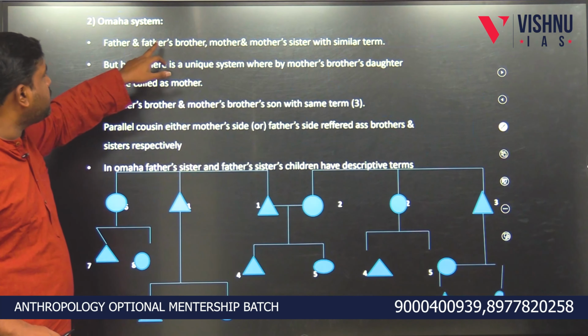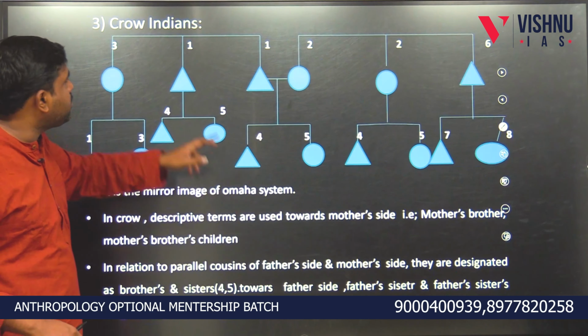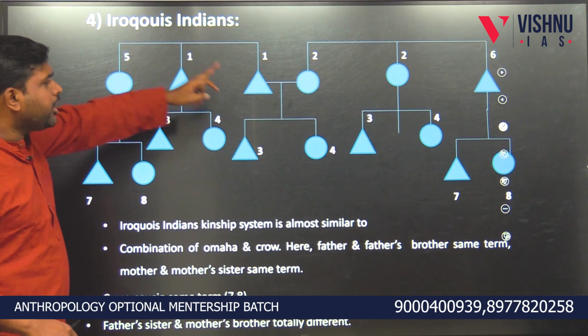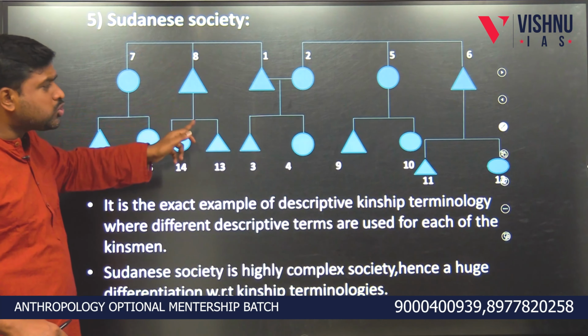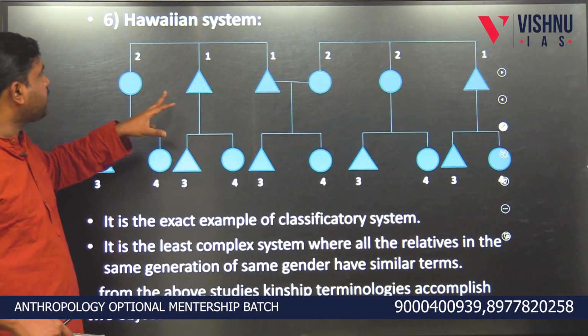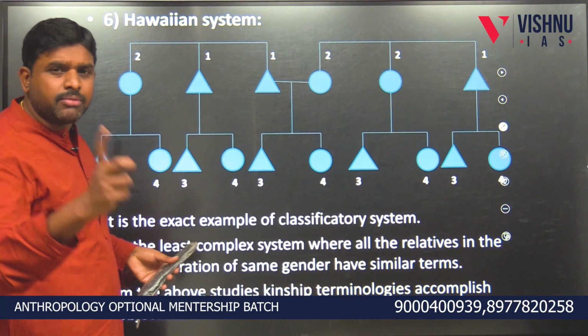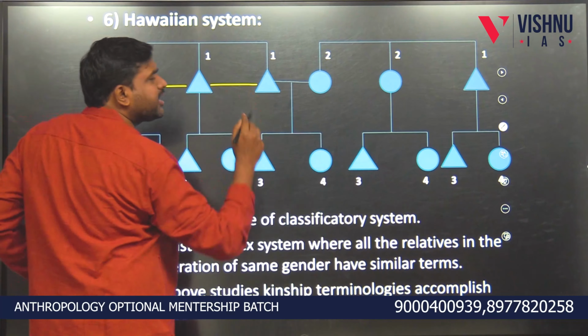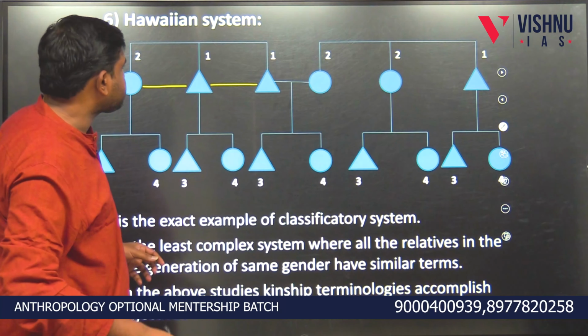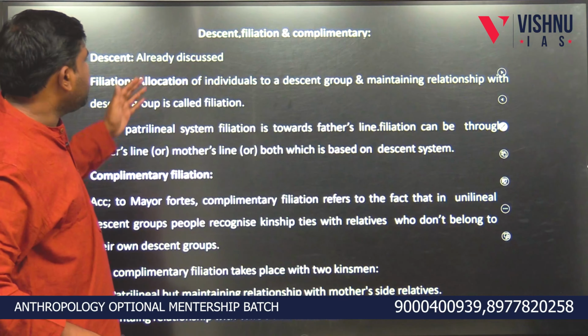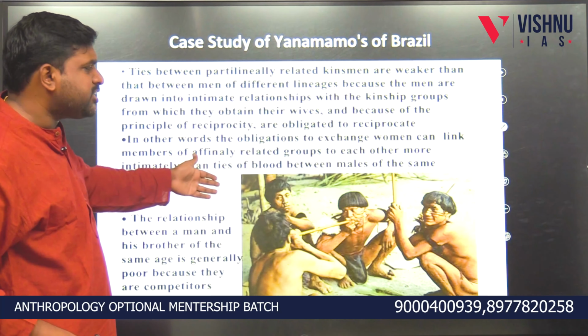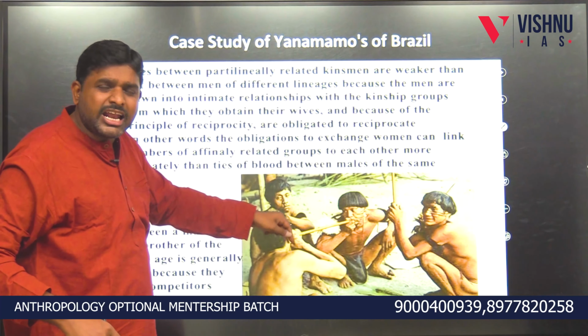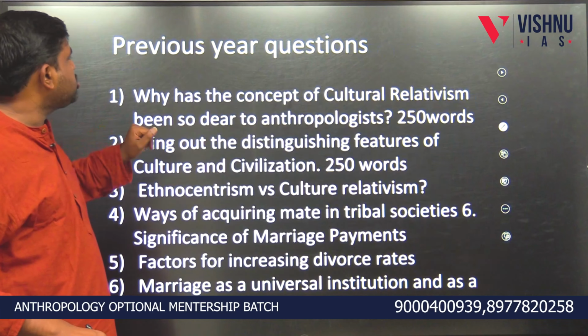Eskimo example, Omaha example, Crow Indian example, Iroquois Indian example, Sudanese society example. These diagrams we have to remember. Hawaiian society, this is a rough diagram. Then I will use my pen and draw the diagrams like this. I will be connecting and explaining in that way. Then descent filiation and complementary filiation, example of the Yanomamis of Brazil. Then the functions of alliance.